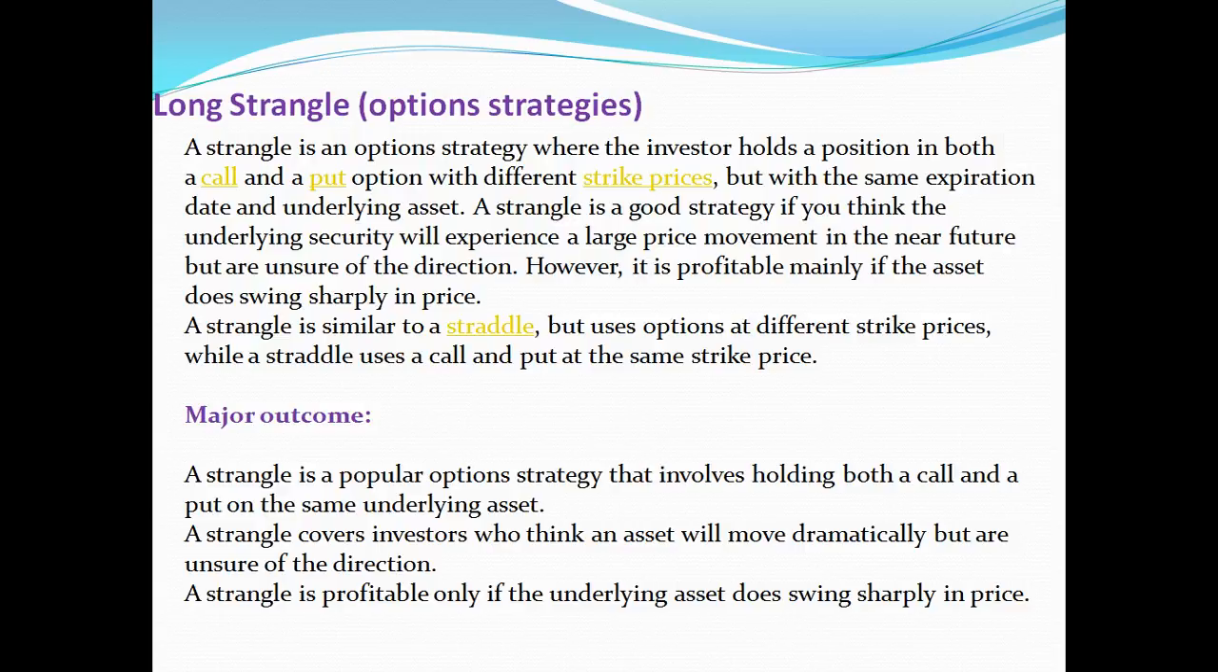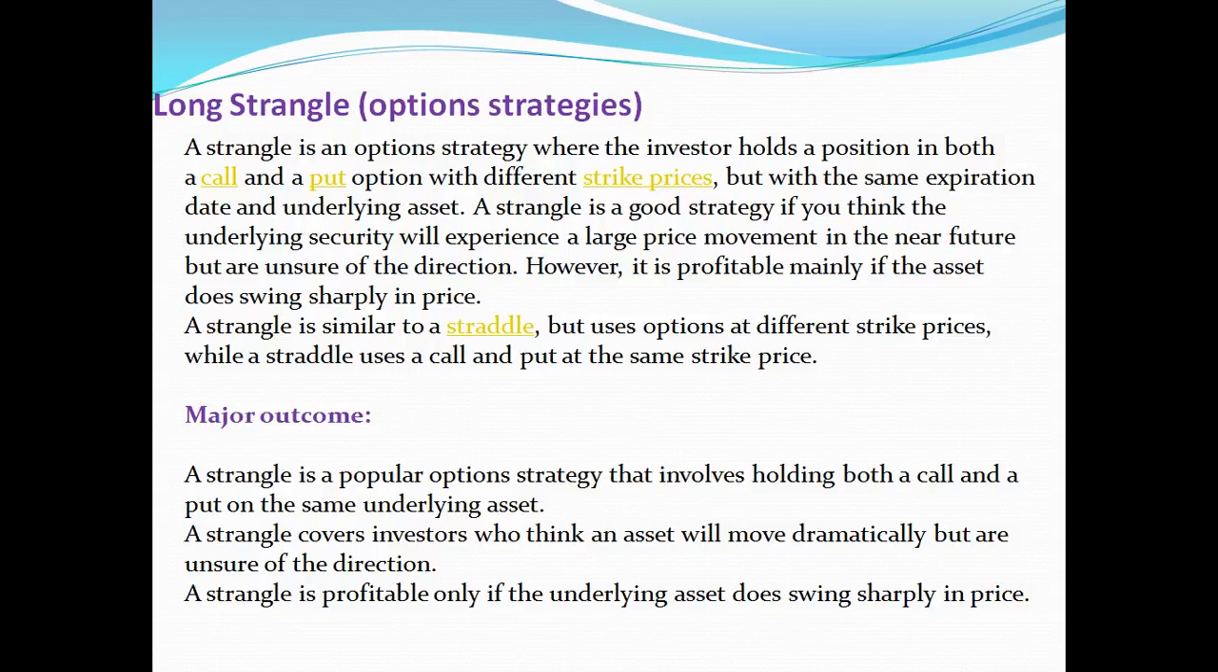A strangle is an option strategy where the investor holds positions in both call and put options with different strike prices. But please remember, in a strangle, call and put strikes are different, but in a straddle, call and put strikes are the same. The expiry and the underlying asset are the same, and the expiry date is the same.